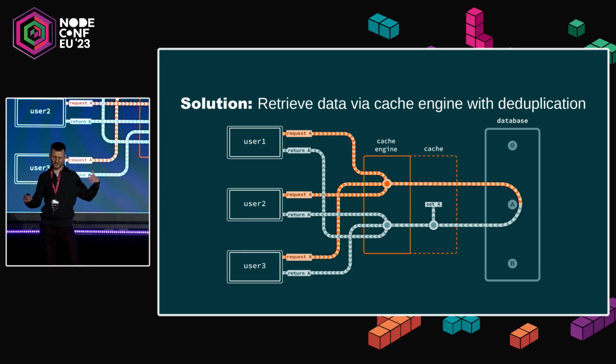So 6 requests come to us. Cache engine gives all of them the same promise, checks the cache. If it's not there, gets the data from the database, populates the cache, resolves the promise. All 6 requests receive the same response within the same promise. Extremely efficient, much better, finally great success. Still not perfect.